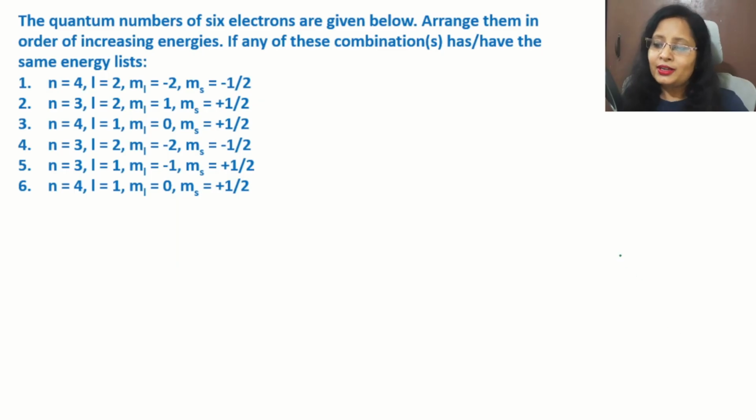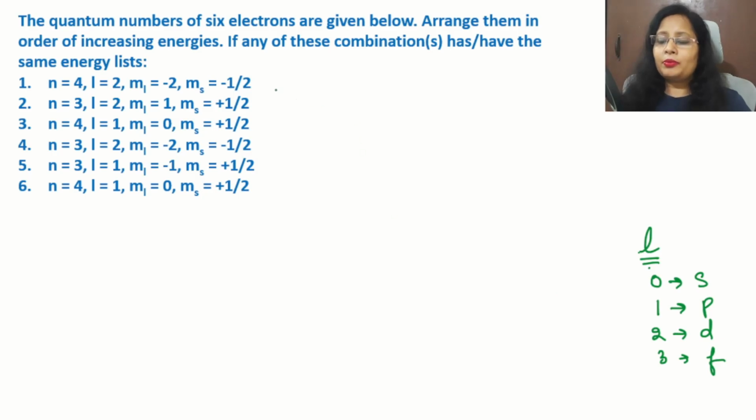For that, we should first know the values of l and their respective orbitals. For l equal to 0, it means s orbital. If l is 1, it means p orbital, 2 belongs to d orbital, and 3 belongs to f orbital. Now, come to the values.